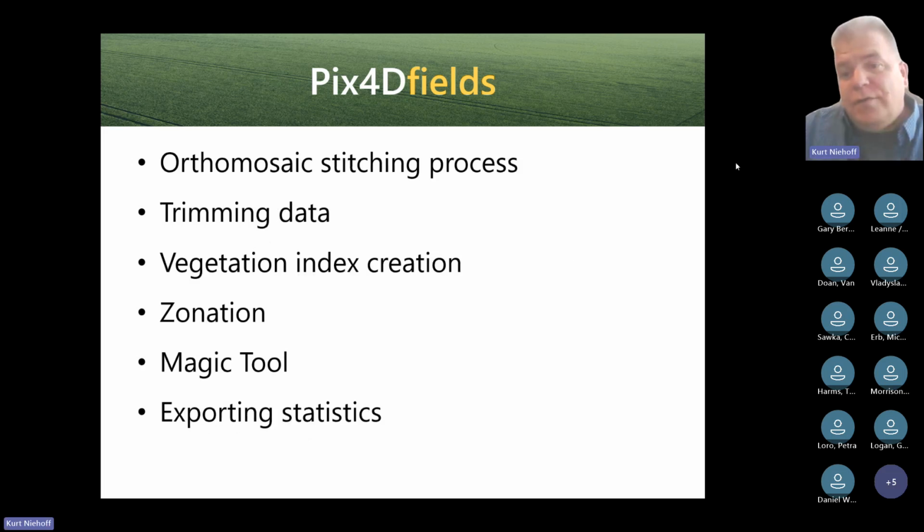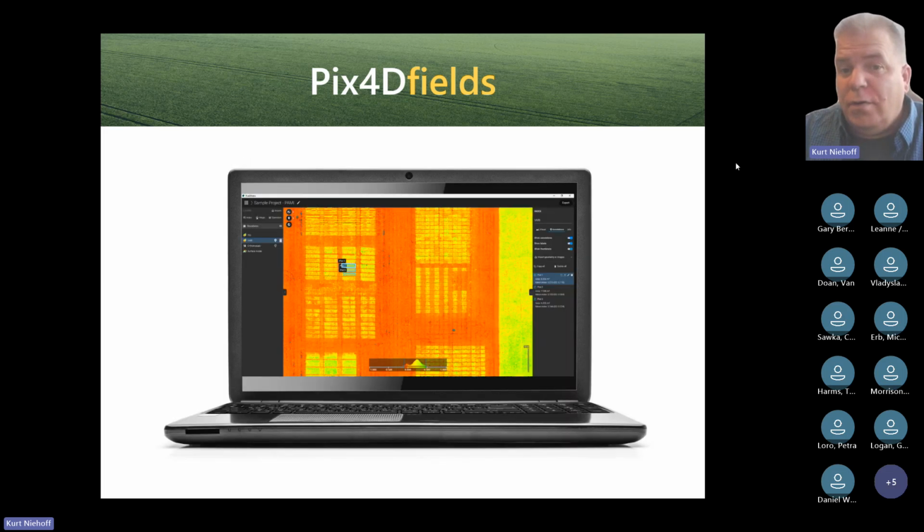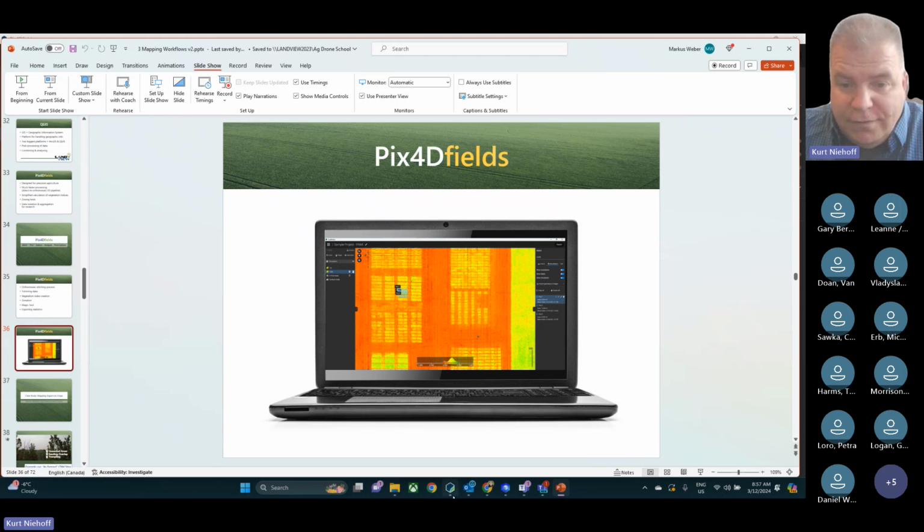So that's what I'll take you through now. I'll switch to the software itself so that you can see the process of stitching an orthomosaic, trimming the data, creating the indexes. And hopefully I can still get us through all of these elements, because once you have the sample data, you can try all of this and it's going to be fairly straightforward. Once you know where on the screen to find all the tools, you can just play around with it and try it yourself. So I'll switch to Pix4D Fields now.